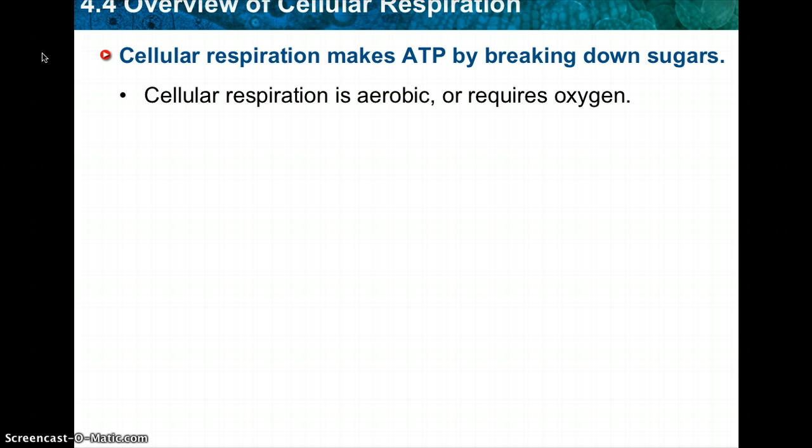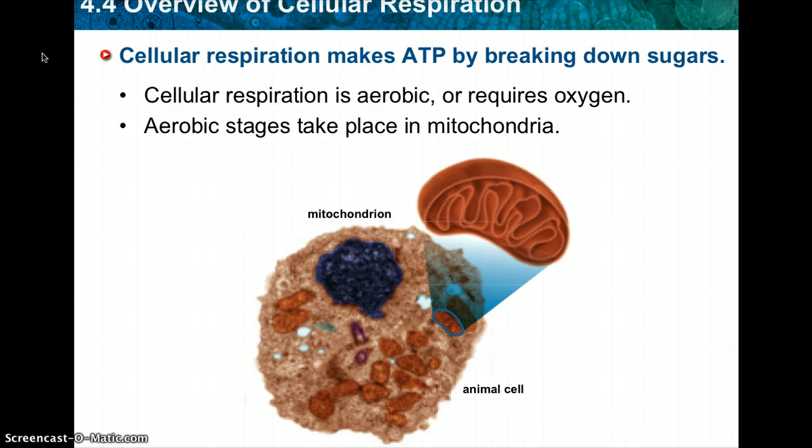So cellular respiration as a whole is considered to be aerobic, or requires oxygen. And the aerobic stages of this particular process take place in the mitochondria. Okay, you guys remember the mitochondria from studying the cell.